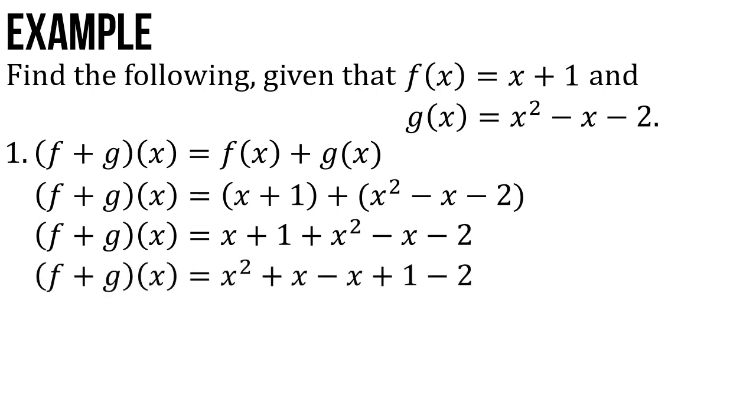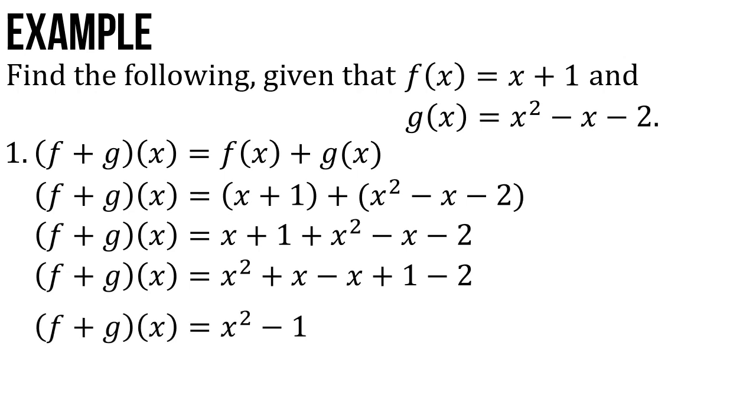Then combine the like terms. So write our algebra expression in descending order. When I say descending order, it means that you are going to write the term with a higher degree first, followed by the term with the next degree, and so on. So in this case, we are going to have f plus g of x equals x squared plus x minus x plus 1 minus 2. So as you can see, the like terms are written beside each other so that we can easily combine it.